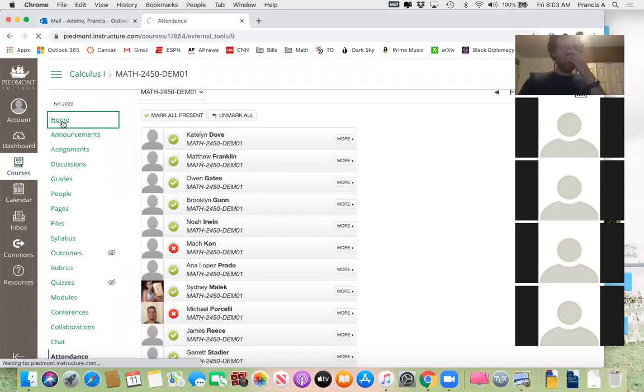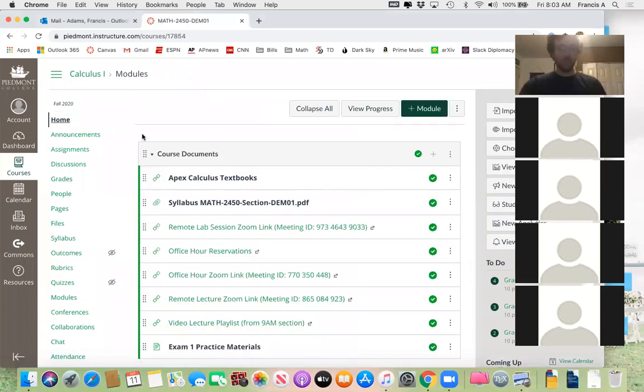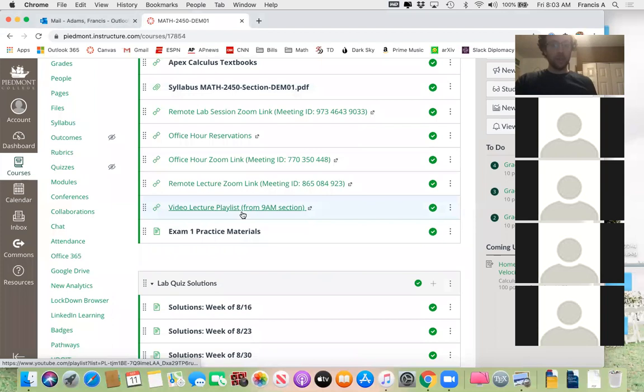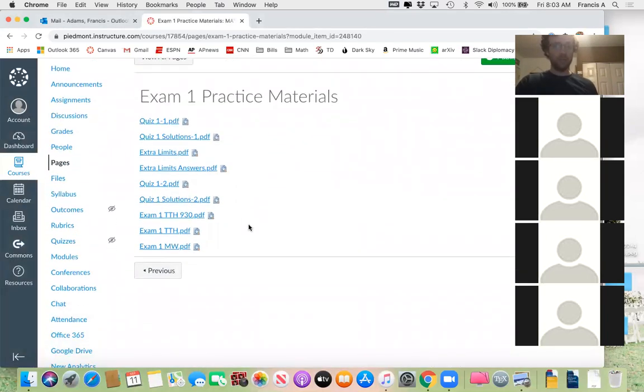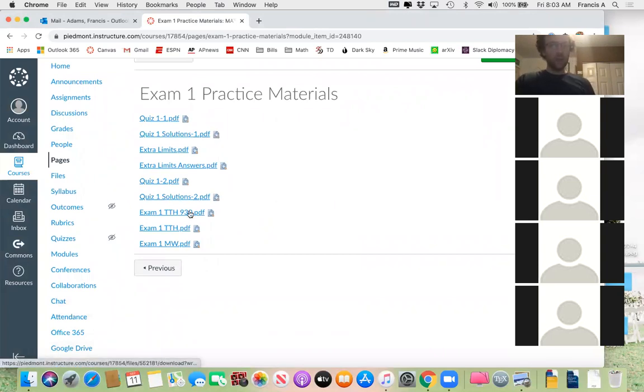So let me share my screen and just walk you through some of those resources real quickly. So on our Canvas page, the big one is Exam 1 practice materials. The first three say quiz, but for all of these, ignore the names. These are old documents from previous versions of the class, but they're covering the right material for our class.